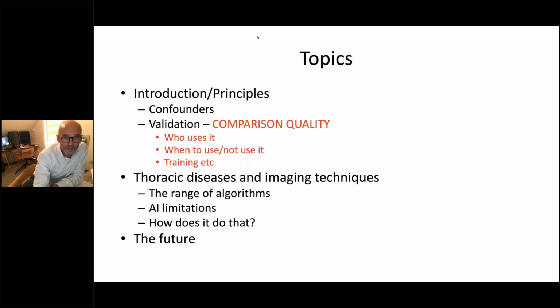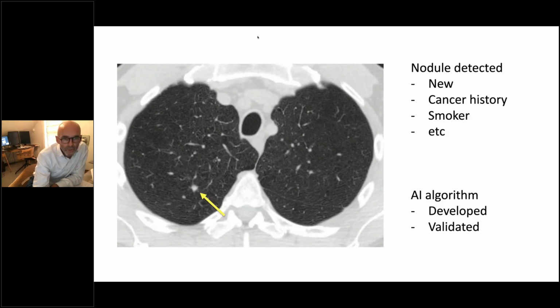I'm going to focus on thoracic disease because that's my specialization, and we'll do a little bit about the future. So here's a nodule that an algorithm has been asked, either to detect or to say whether it is a tumor or not. That's what the algorithm is supposed to do. You can start to think of what you might be thinking about. Is it new? Is there a cancer history? Is it a smoker? Was the algorithm developed on smoking or non-smoking participants? Who was it validated on?